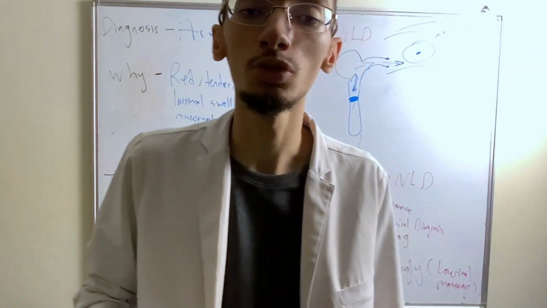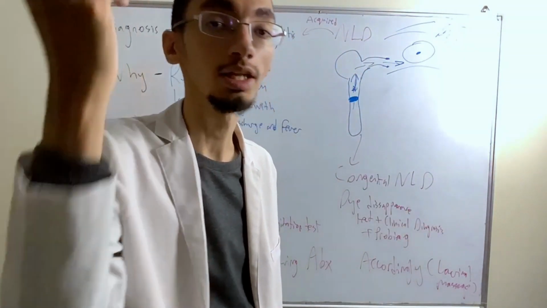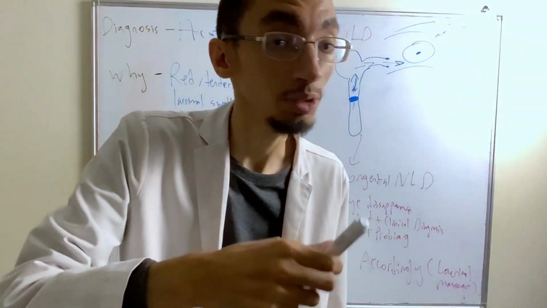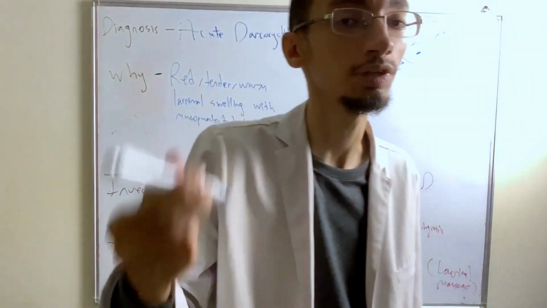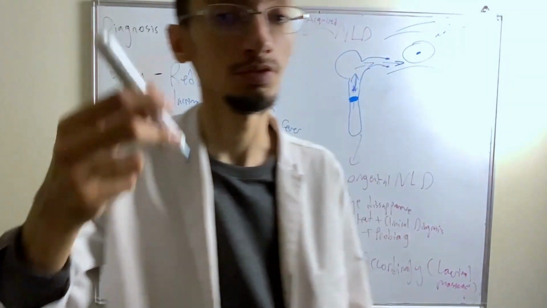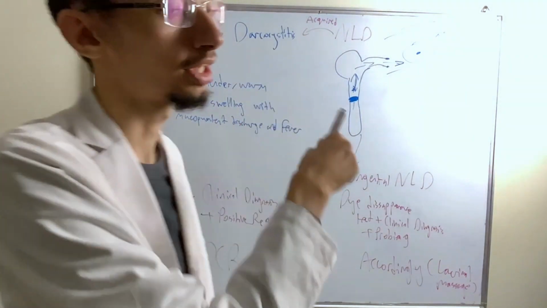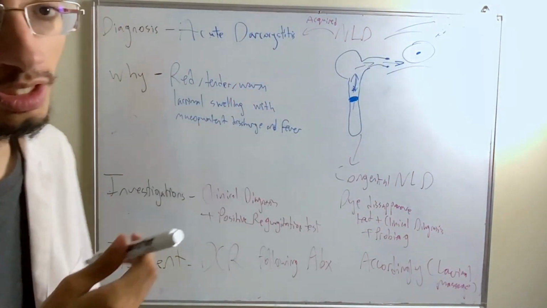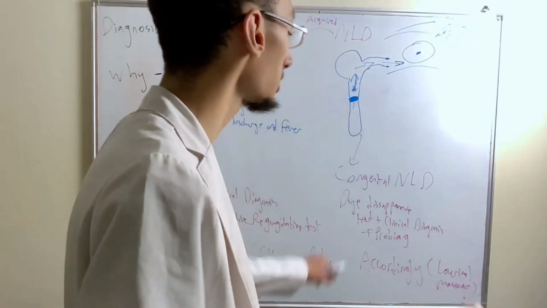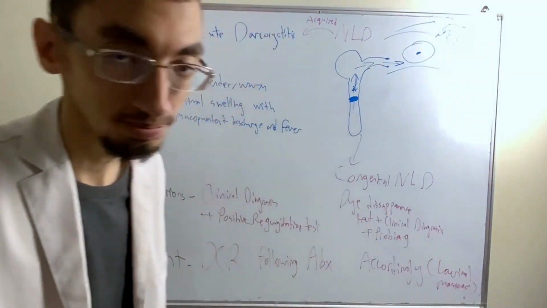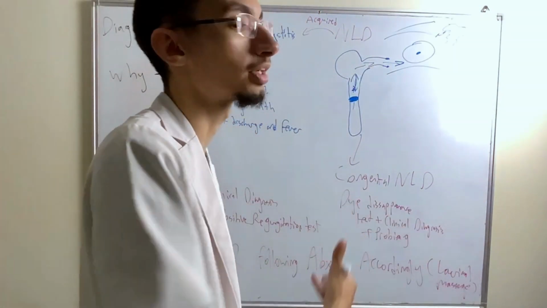Probing basically means you insert a lacrimal probe here, and this can be both diagnostic and therapeutic. This can give an idea whether there's an obstruction here. If there is, it is a case of congenital NLD. If it isn't, then it's something else, okay? But typically probing isn't done immediately. Typically probing can be done later on.